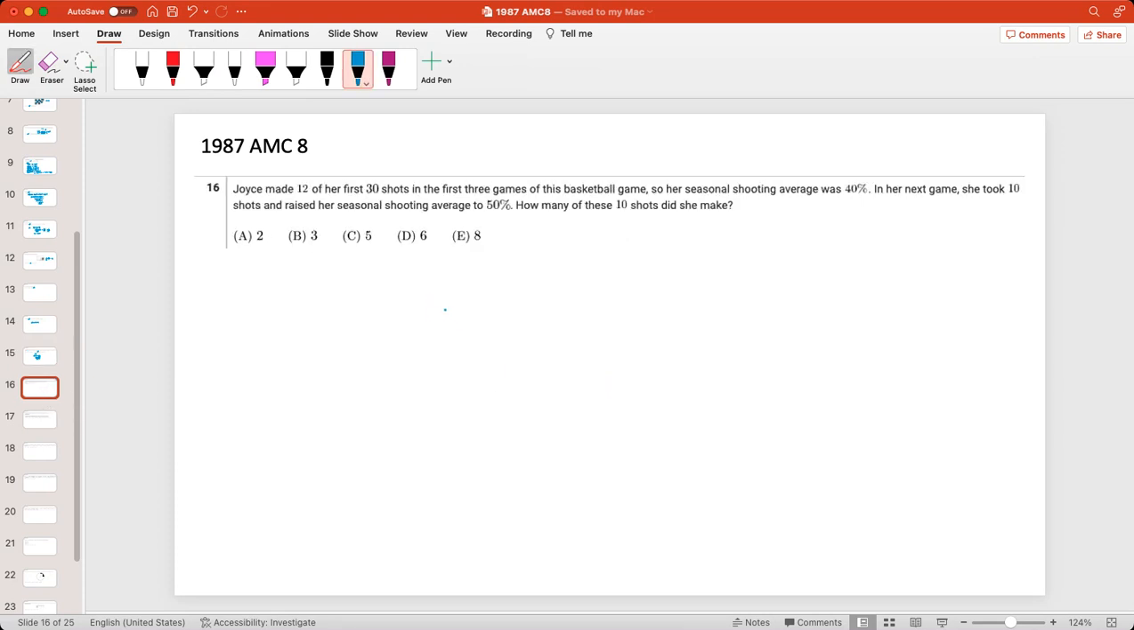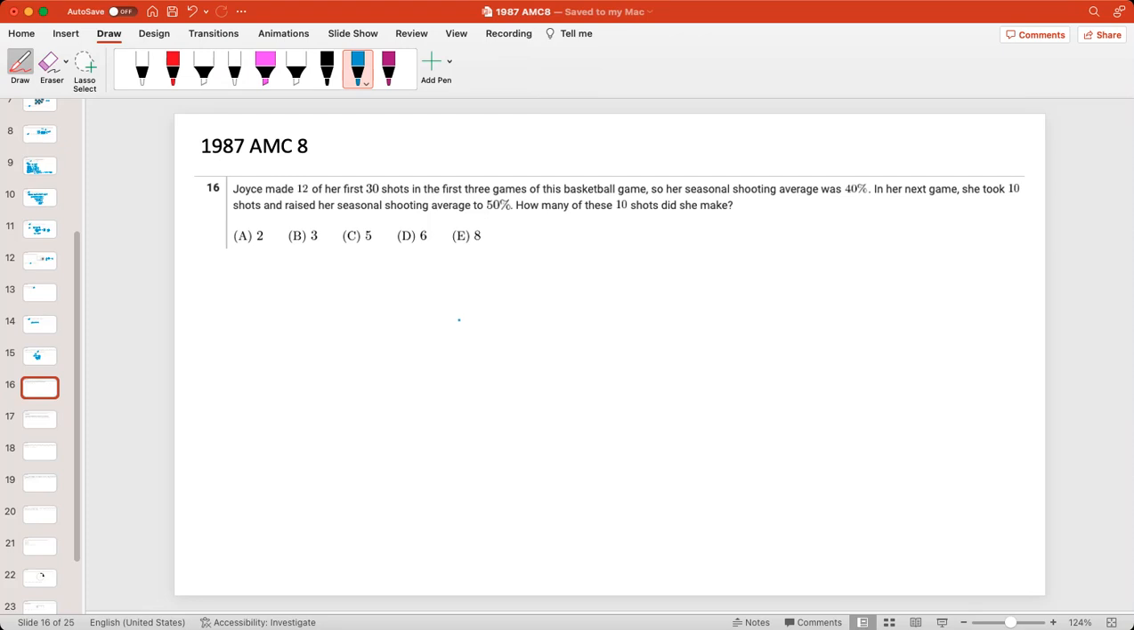Joyce made 12 of her first 30 shots in the first 3 games of this basketball season. So her seasonal shooting average was 40%. In her next game, she took 10 shots and raised her seasonal shooting average to 50%. Okay, but we don't know how many shots she scored. She took 10 shots, but how many she scored, we don't know. How many of these 10 shots did she make? That's what we need to find out, right?